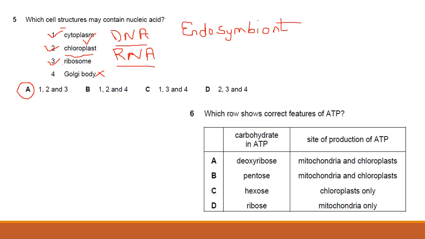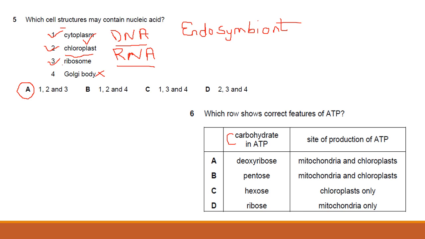Now let's look at question 6. Which row shows correct features of ATP? ATP is adenosine triphosphate. Please do not confuse adenosine with adenine. Adenine is what you find in DNA and RNA. Adenosine is a different compound altogether. This question requires you to know the structure of ATP because it says you have to know the carbohydrate.